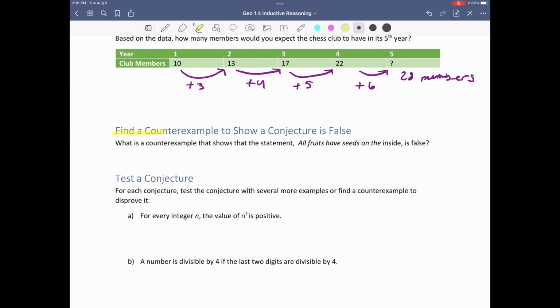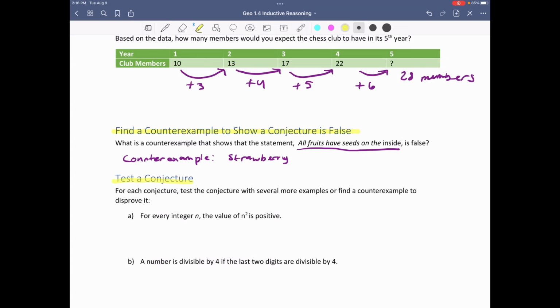Now we will find a counterexample to show a conjecture is false. What is a counterexample that shows that the statement, all fruits have seeds on the inside, is false? Now one I can think of for a counterexample is a strawberry. Now this is because a strawberry has seeds on the outside, and therefore this statement is false.